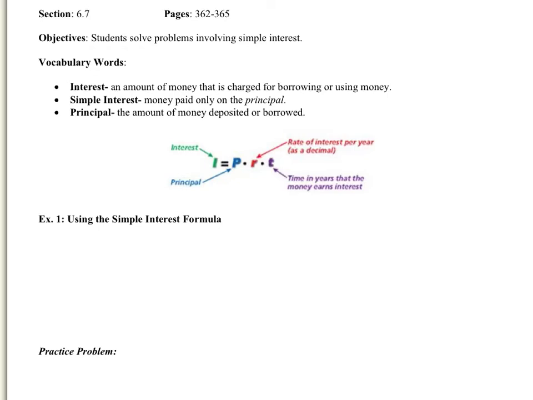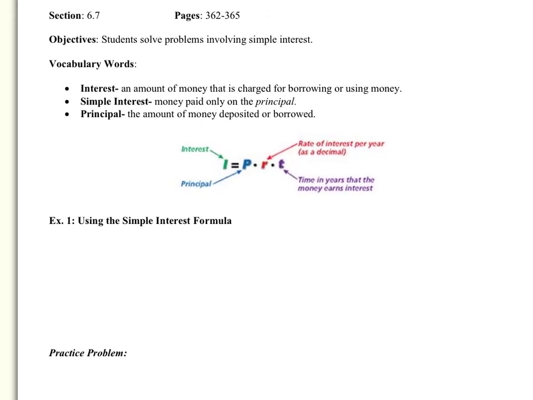This is our last lesson for Chapter 6, 6.7. It is about simple interest. Interest is a good thing or a bad thing. If you're borrowing money, that means you have to pay a little extra. If you have money, that means you can make interest on your money.